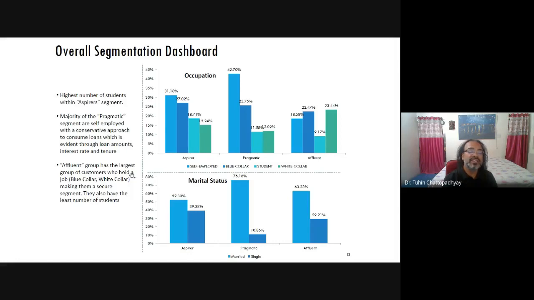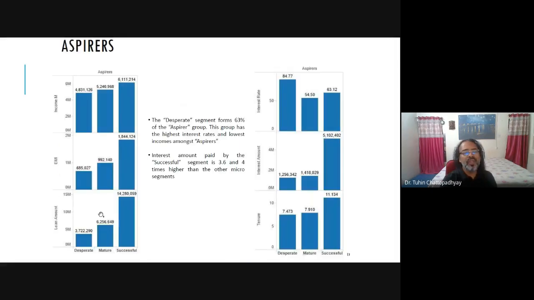So what we have done is, after we create the clusters, we map how these four categories are distributed in the Aspire segment. In the Pragmatic segment, how these four categories are distributed. Similarly, in the Affluent segment, how these two categories are distributed. That's how the mapping is done. Now I'm not going into each of them because this is not important for you.